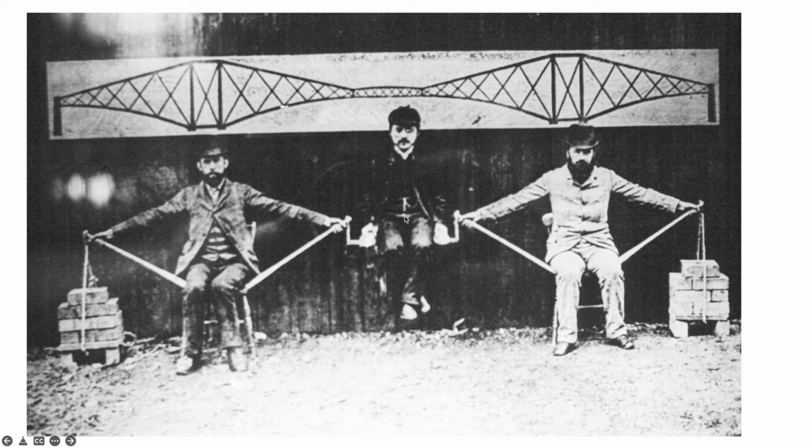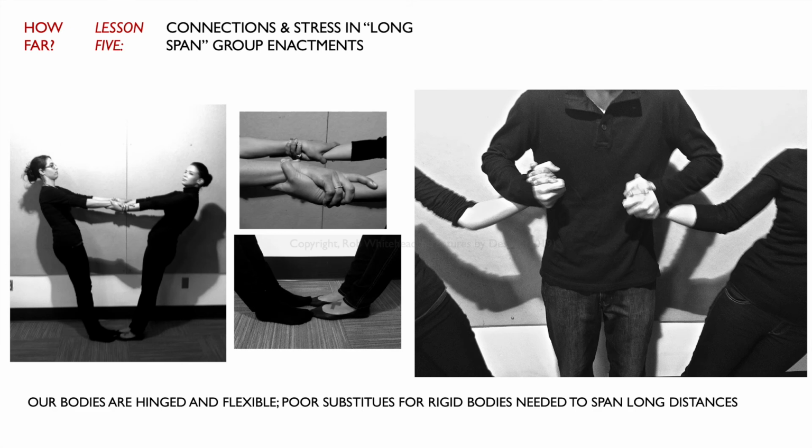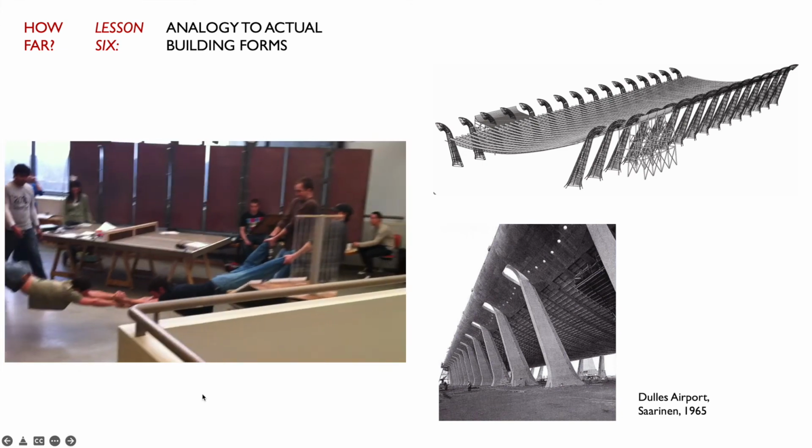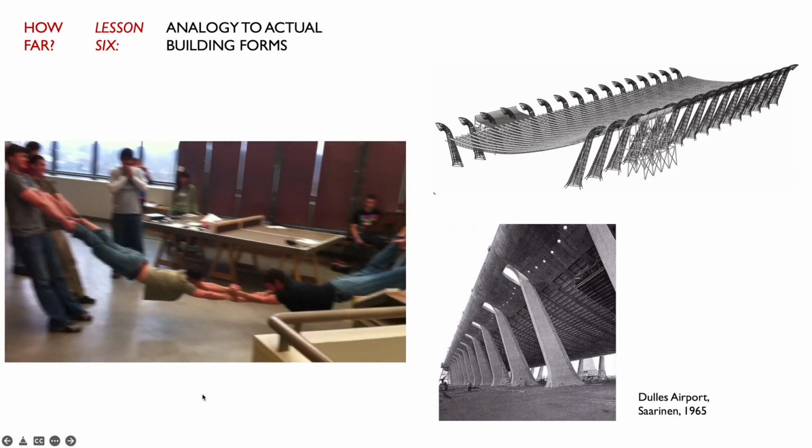You could take this structure and ask them to diagram the stresses that happen within that. The reason they used cricket bats is because they couldn't just rely on hands. Connections and stresses in long span environments, our bodies, of course, fall apart with our feet and our hands. So they're poor substitutes for the rigid bodies that we need to span this long distance. So be aware of the limitations when we do that. As you're getting into these particular things, start to think then about the analogies to other actual building forms.